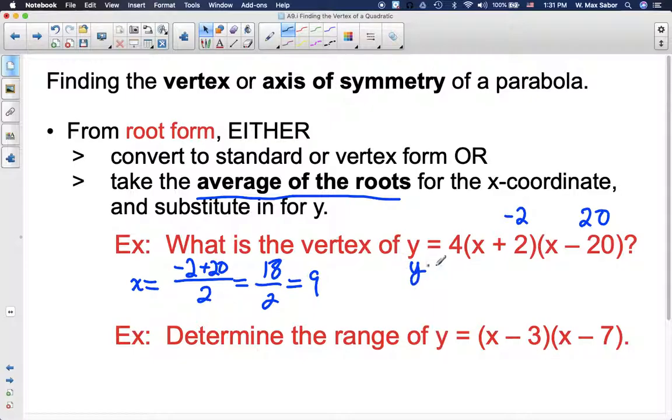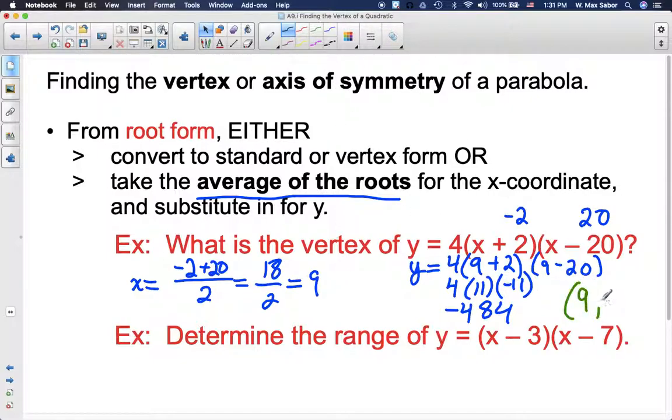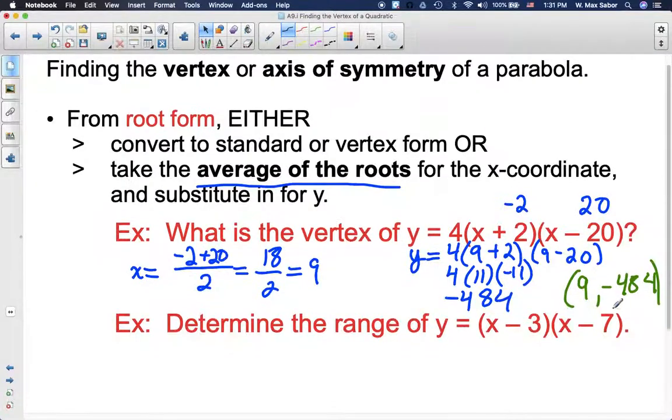Now, for 9, we'll plug in 9 plus 2 and 9 minus 20. So this is 11 times negative 11. Negative 121 times 4 is negative 484. So our vertex, our final answer, is 9, comma negative 484. Zoom out pretty far on your calculator if you're looking for that.